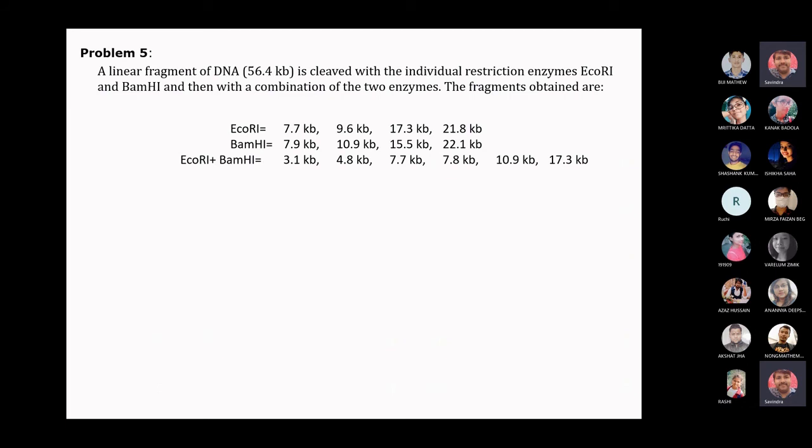The linear fragment of DNA, 56.4 kb, काफी बड़ा है, वैसे इतना आसान से होता नहीं है. It's cleaved with the individual restriction enzymes EcoR1 and BamH1, and then with the combination of two enzymes. The fragments are 7.7, 9.6, 17.3, 21.8. So all girls will tell me how they will get EcoR1 fragments, and all boys will tell me how they will get BamH1. Make sure each code should be used and no code should be repeated.